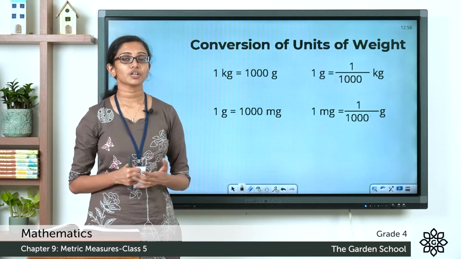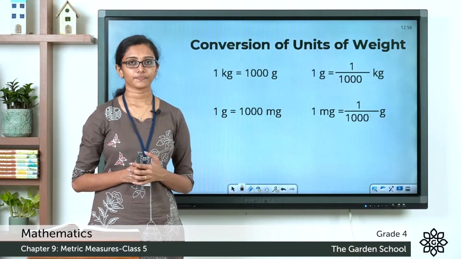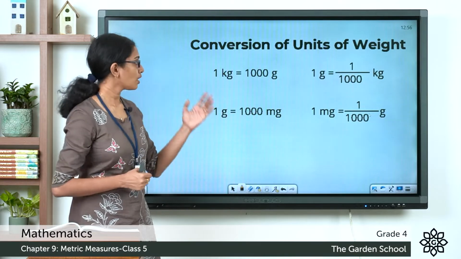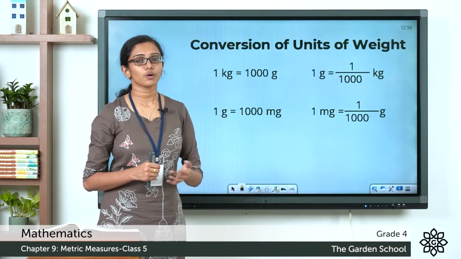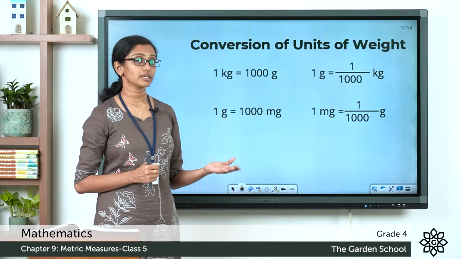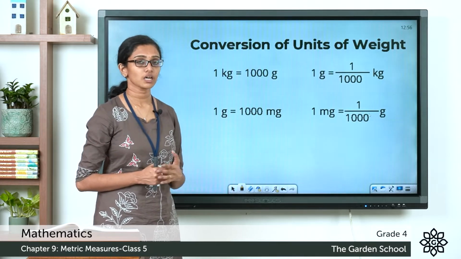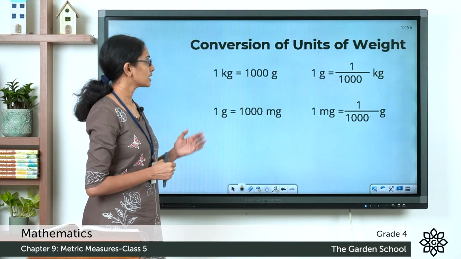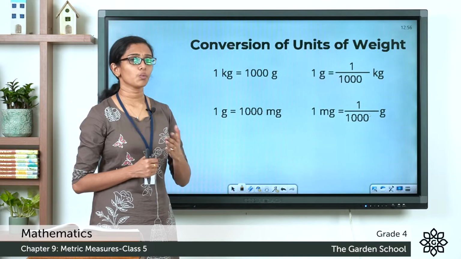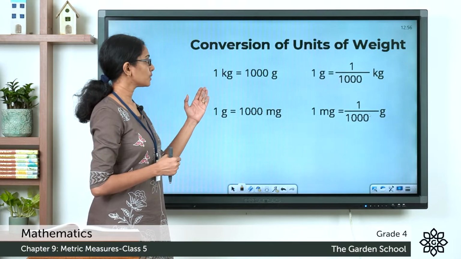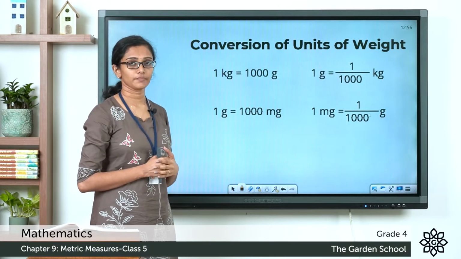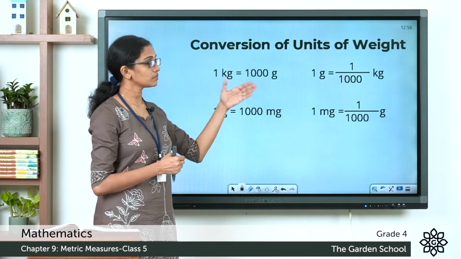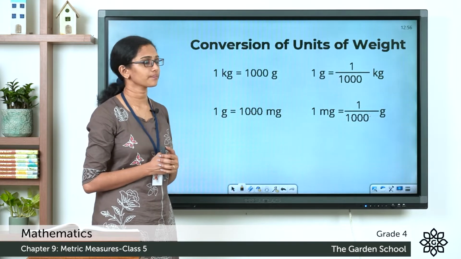Now, we'll talk about a few different units of weight. You have already learned this in your lower classes. So you already know 1 kilogram is 1000 grams. The word kilo means 1000, so 1 kilogram means 1000 grams. And if 1 kilogram is equal to 1000 gram, what would be 2 kilogram? It would be 2 into 1000 or 2000 gram. 3 kilogram will be 3000 gram. 5 kilogram will be 5000 gram, and so on.